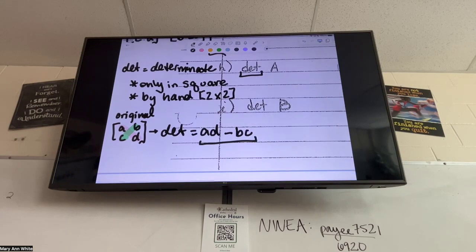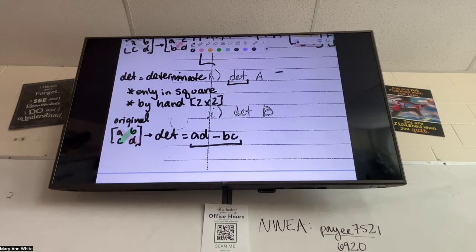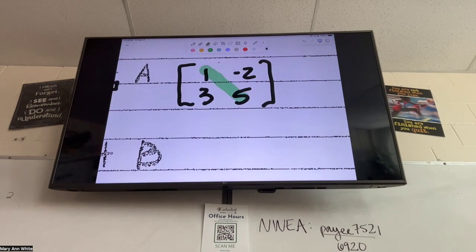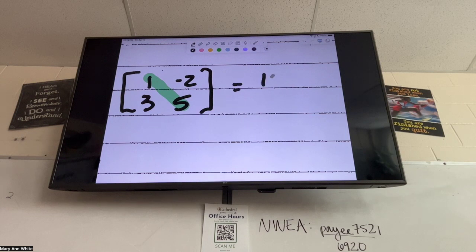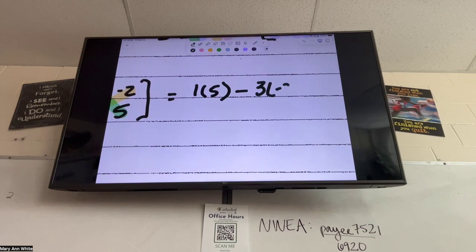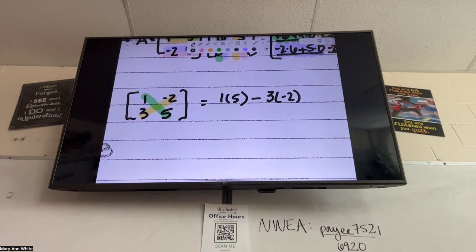Okay. So let's do letter A really quick. Let's do the determinant of A. So I know A, look back at the top of your paper. It's 1, -2, 3, 5. Okay, so I'm going to multiply A times D, so 1 times 5. And I may even write it like that. I'm going to go 1 times 5, and then I'm going to say minus, and then I'm going to multiply the other two numbers, 3 times -2 or -2 times 3. I don't care what order you write them in. Okay, 1 times 5 is 5. Now, minus 3 times -2 will end up becoming a +6. And what's 5 plus 6? 11. 11 is your determinant.